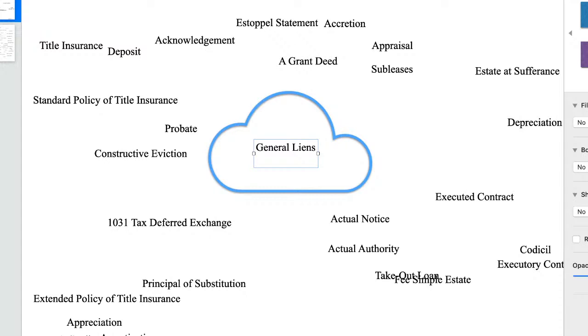Give me an example of a specific lien. So a specific lien would be like a mechanics lien.